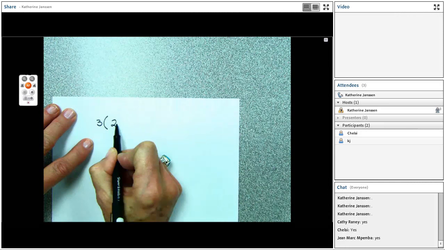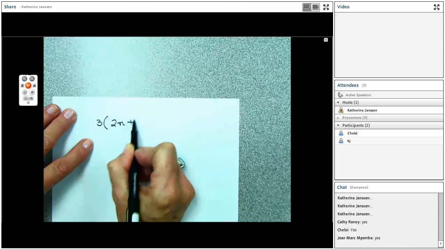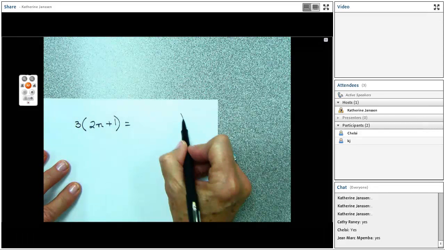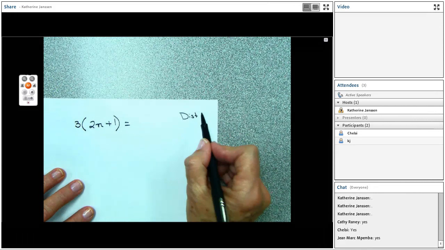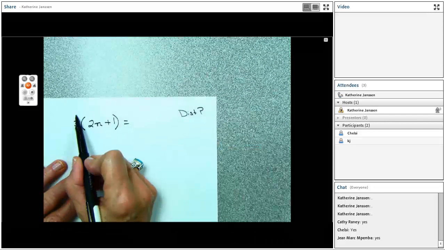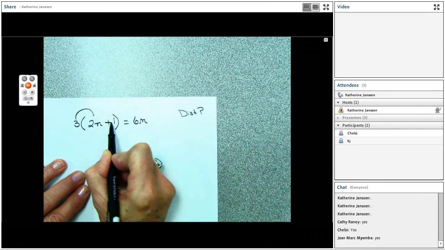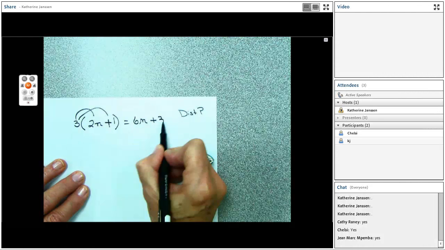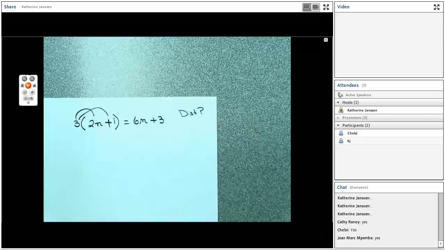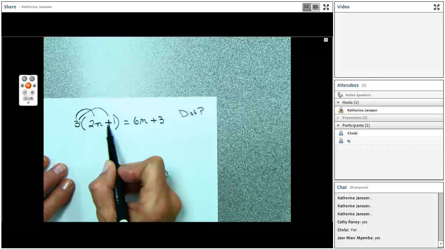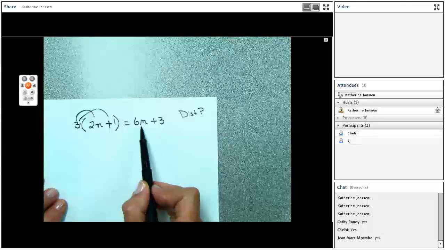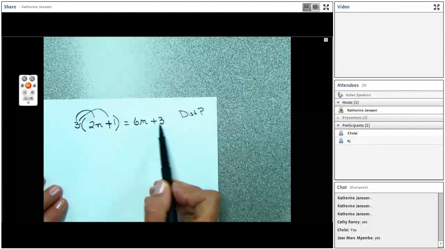So 3 times the quantity 2n plus 1. This is our distributive property. We're going to distribute 3 times the first term, which would be 6n. Pick up your sign and distribute 3 times the next term, which is 3. Notice that on this side I have something times something, something times everything within that parenthesis. On this side I have something plus something.